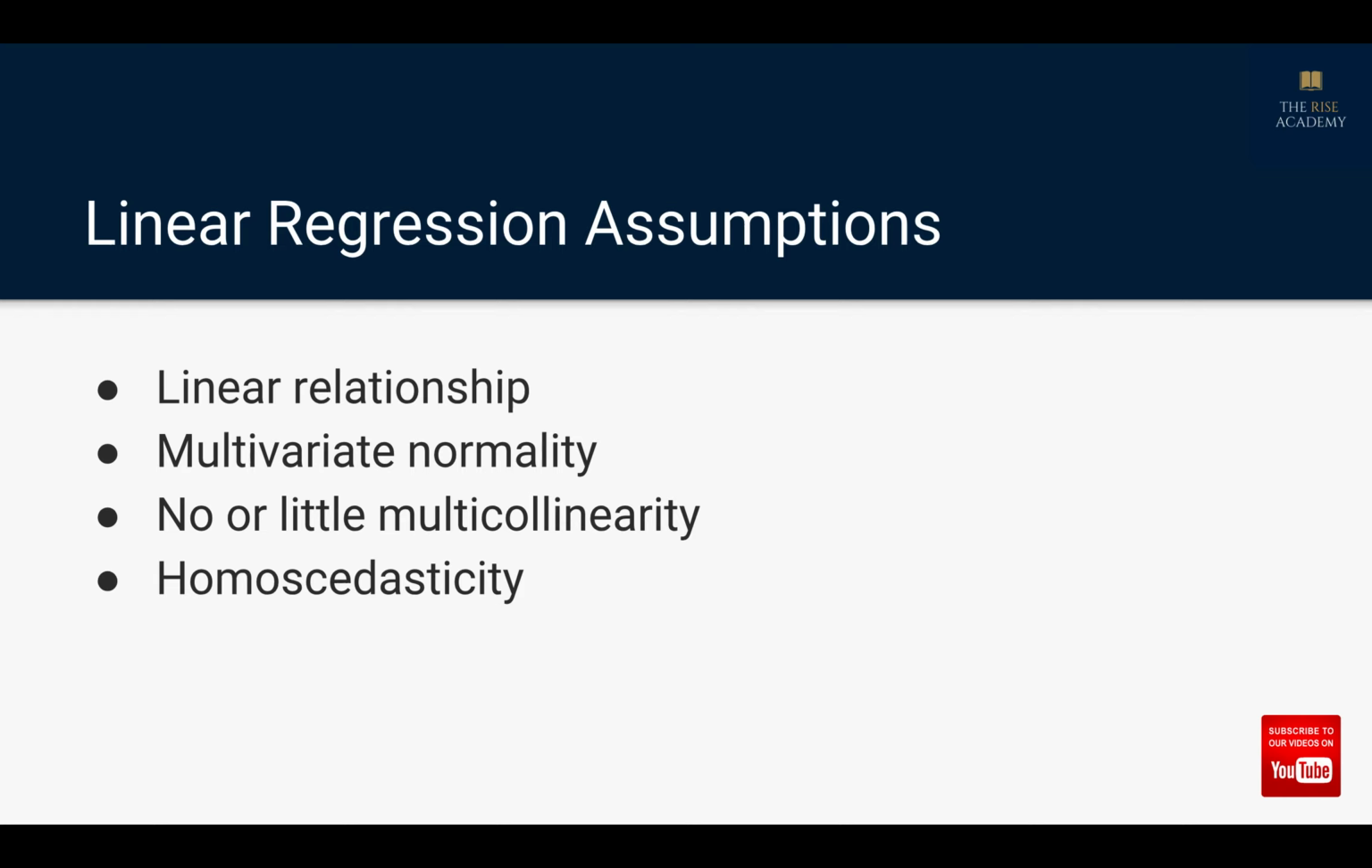So here I have 4 assumptions. The data should have a linear relationship, which is pretty obvious because it's linear regression. You cannot apply it on non-linear data just as is. There should be multivariate normality, meaning the residuals should be normally distributed. There should be no or little multicollinearity, that is, there should not be any high correlation between the independent variables. And then homoscedasticity, that there should not be unequal variance in the data.